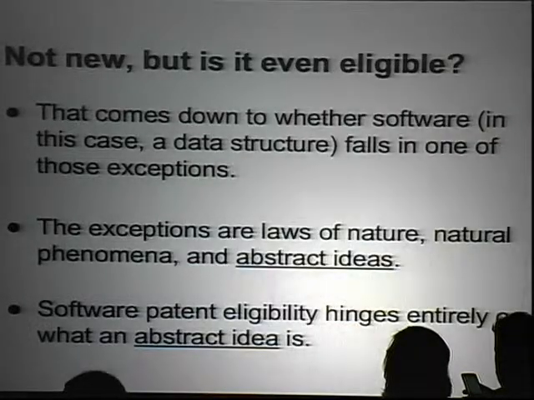So we agree, it's not new, and the question is, is it eligible? And so we have to look, does software fall into one of those exceptions? Because we can characterize software as being a process or as a machine, so it meets the first test. The exceptions, as I said before, are laws of nature, natural phenomena, and abstract ideas. And software hinges on that concept of an abstract idea. Intuition tells us that this is a very abstract idea. It's just a data structure. Intuition doesn't always get us where we need to go in the law.